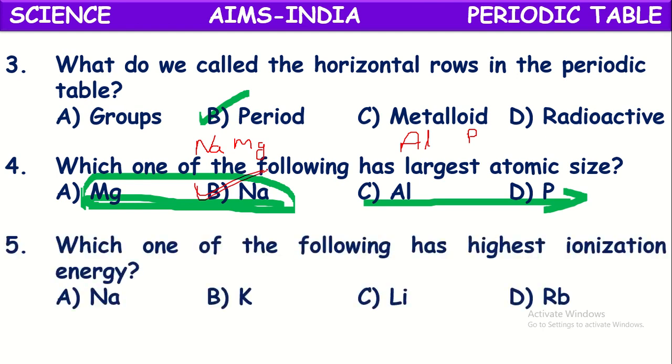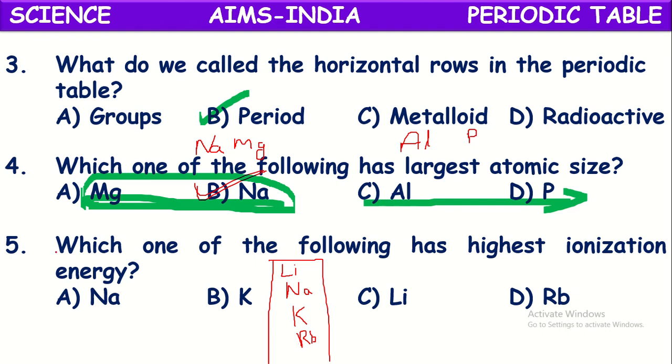Got it? Next one. Which one of the following has the highest ionization energy? Observe here also the relation between the elements given in the options: sodium, potassium, lithium, rubidium. What relation do they have? Yes, they all belong to the same group. These are all called alkali metals. They are present in the first A group, isn't it? If we position them, first lithium and then sodium, next potassium and next rubidium. Of course, there will be cesium and francium also. These are the positions of the four elements in the modern periodic table in the first A group.